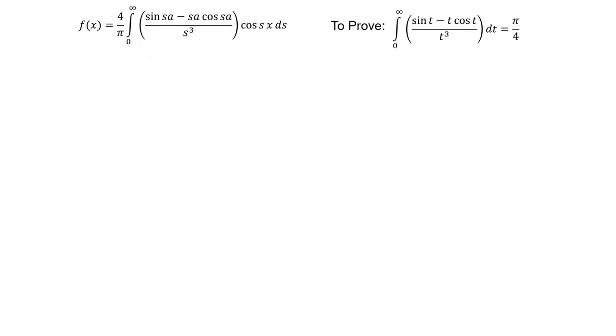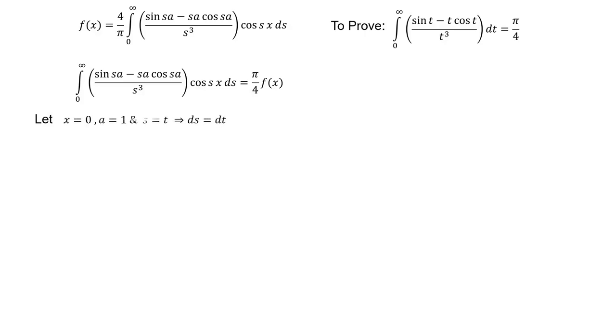We have to prove that integral over 0 to infinity (sin t minus t cos t) by t cube dt equals pi by 4. So when we compare with the result for our f of x, taking this pi by 4 to the left hand side, it comes integral over 0 to infinity (sin sa minus sa cos sa) by s cube into cos sx ds equal to pi by 4 into f of x. Comparing this result with our deduction part, we take x equal to 0, a equal to 1 and s equal to t.